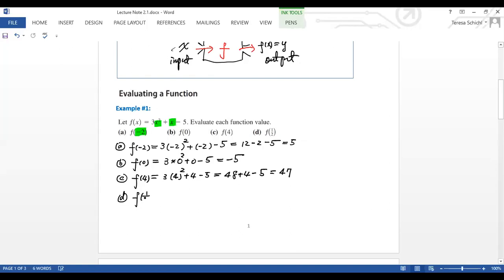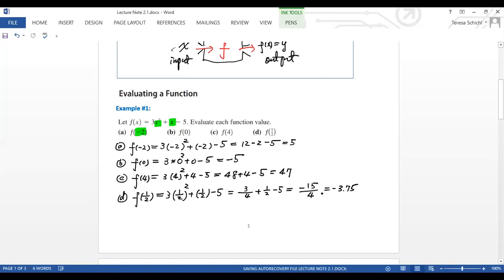So the D, this is the one a lot of students make a mistake on, because every time we're dealing with fractions, it's sometimes easier to make a mistake. So the same way, every x value you replace with 1/2: 3 times 1/2 squared plus 1/2 minus 5. So here you will have 3/4 plus 1/2 minus 5. And you find the common denominator, and you will find that this answer is negative 15 over 4, right? So this is negative 3.75. So that's how we evaluate the function.